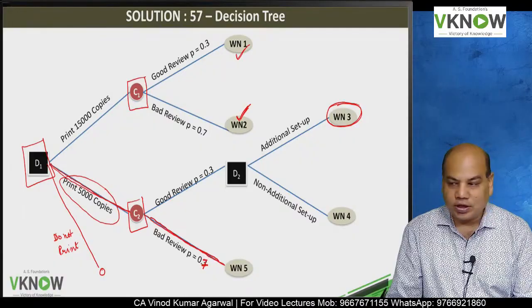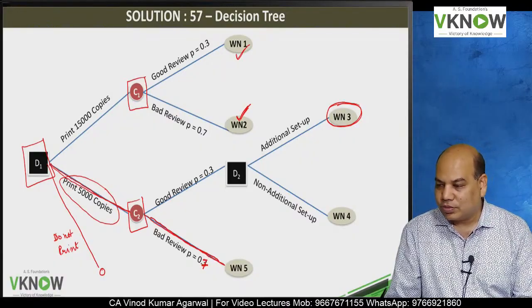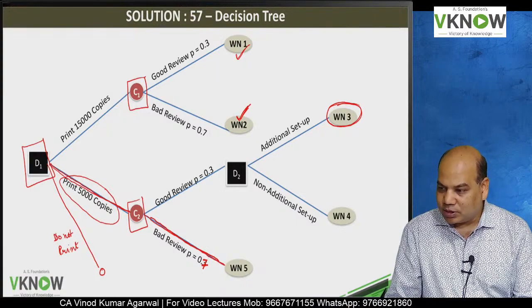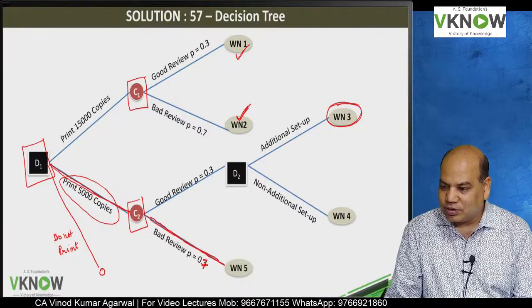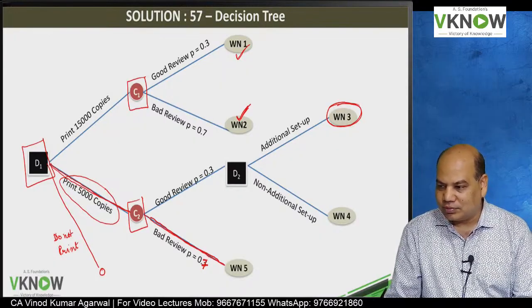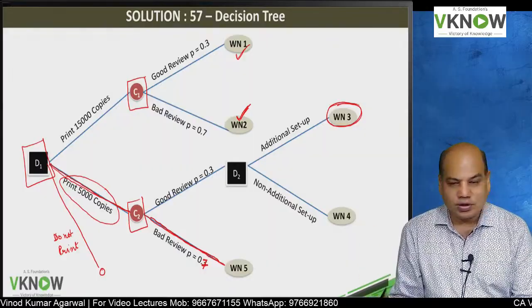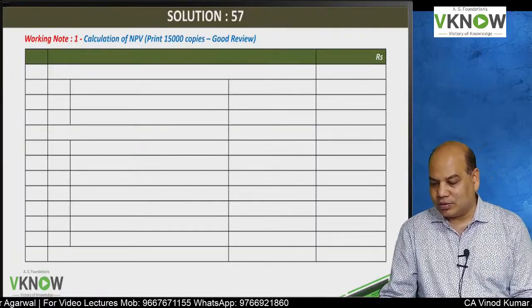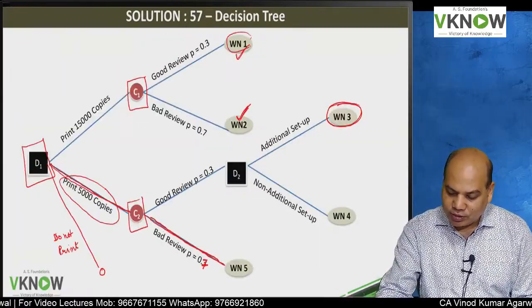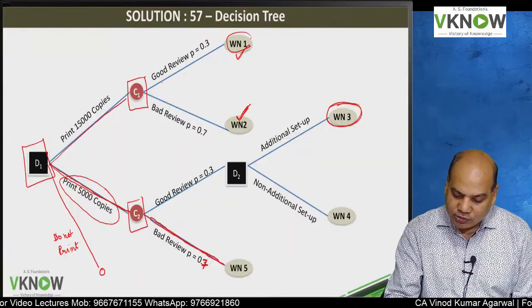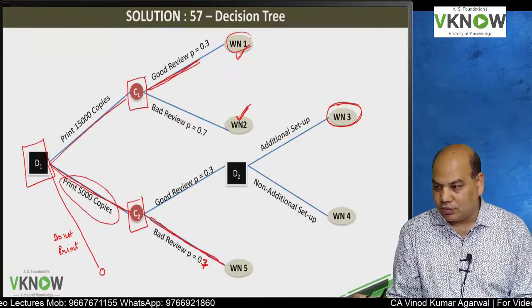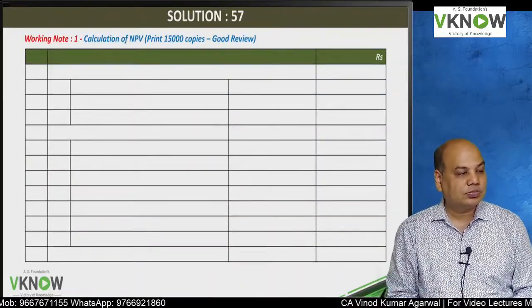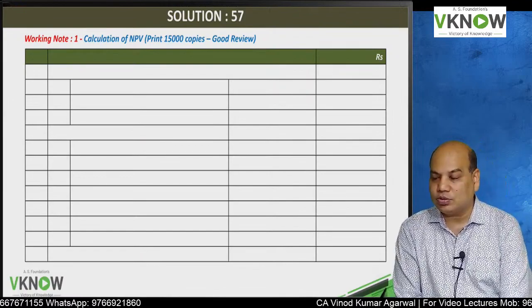5 working notes to find out the expected monetary value, which I have written WN1, WN2, WN3, WN4, WN5, but then I have to move backward also, reach C1, reach C2 and reach D1. Okay, are you ready for this question? Write down working note 1. I am going to prepare working note 1, which means I will print 15,000 copies and will get a good review. What will be my present value of net cash flow?